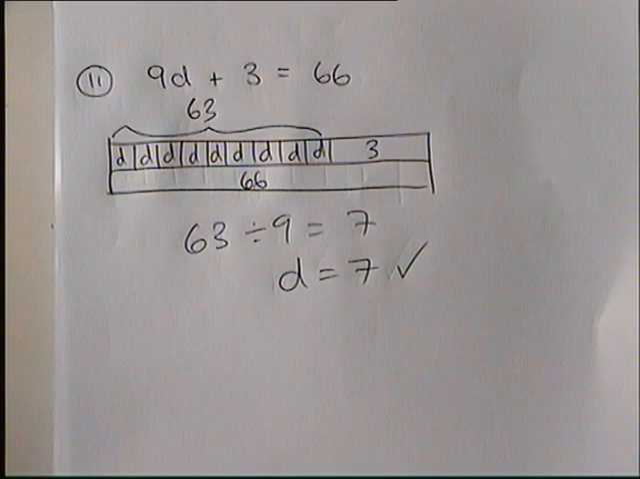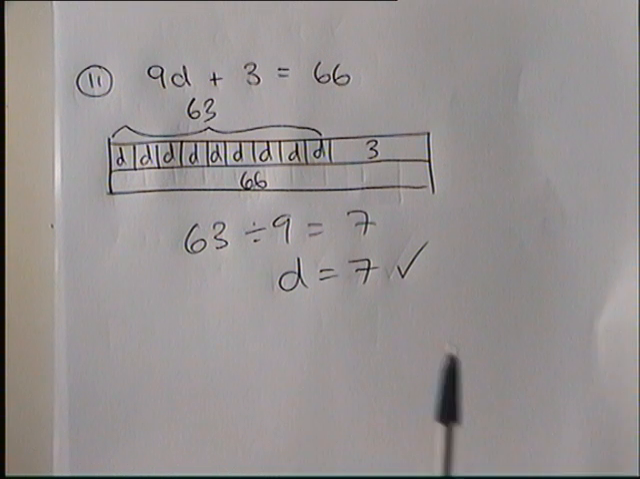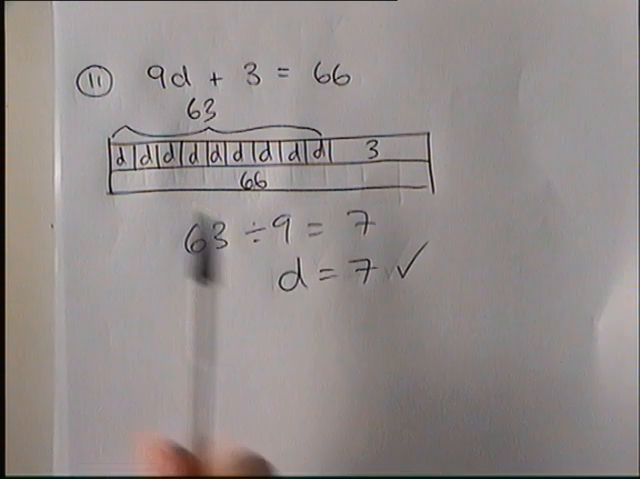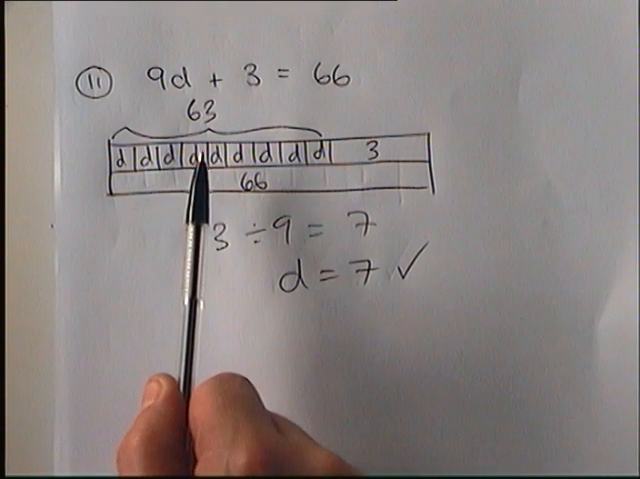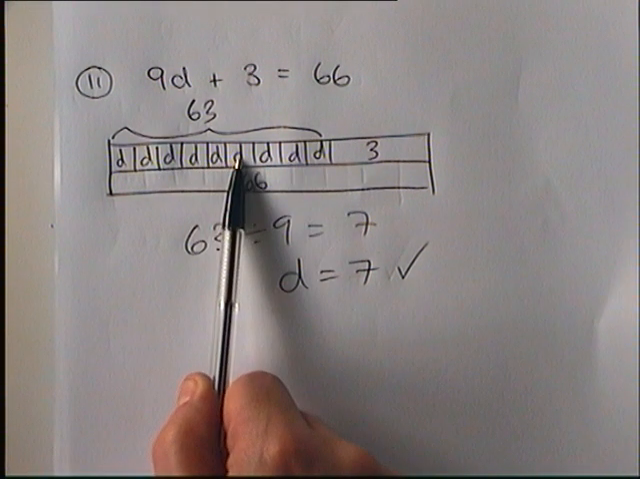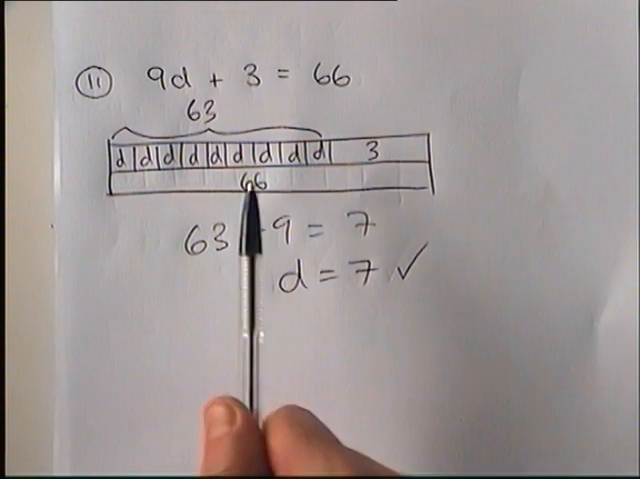As with any algebra problem, you can always check your answer is correct. I should say any equations problem. You can always check your answer is correct by substituting the number back in. So if we put 7 here, 7, 14, 21, 28, 35, 42, 49, 56, 63, plus 3 makes 66, so we think we're correct.